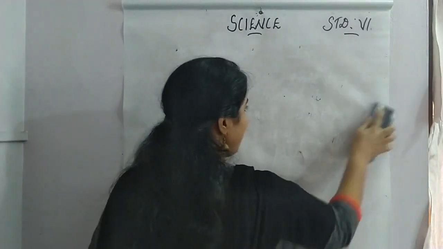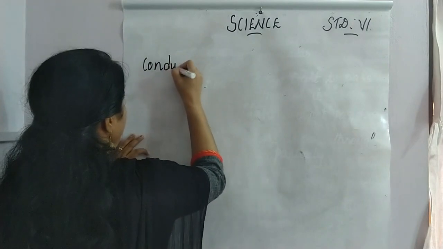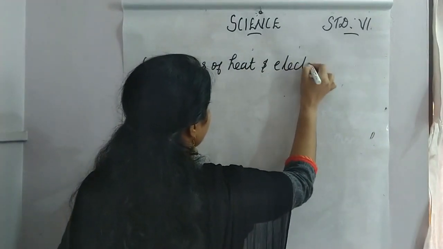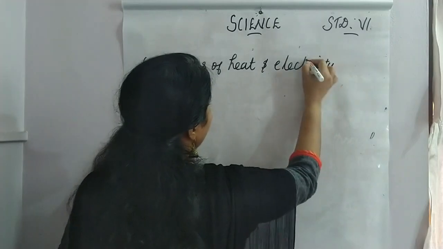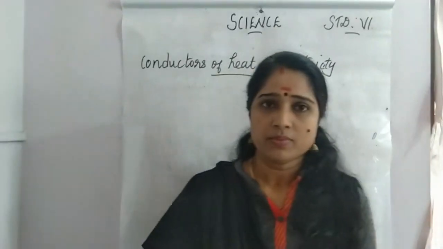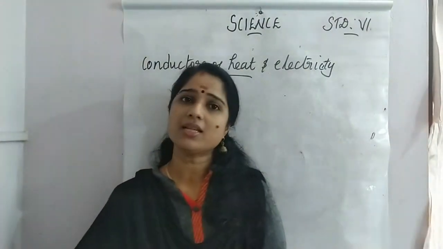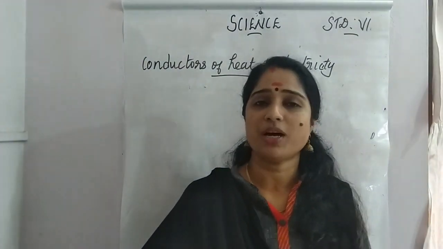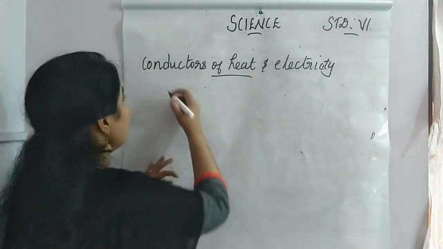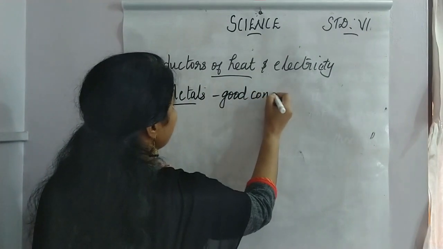Now we can move on to the next section, that is about the conduction of heat and electricity. Conductors of heat and electricity. Some substances allow heat and electricity to pass through them. In the last class, we already discussed such substances. Who can tell me the answer? Which type of materials allow heat and electricity to pass through them? Yes, of course, metals. They are good conductors of heat and electricity.